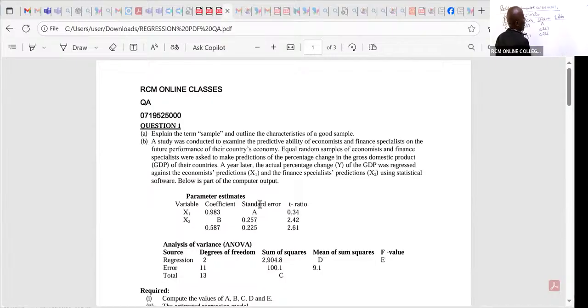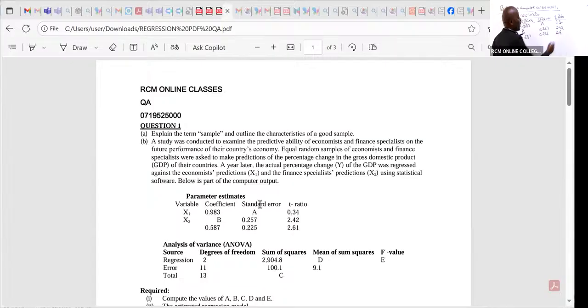The student T ratio. So under student T ratio, what do we have here? 0.34. 2.42. And then lastly, we have here 2.61.